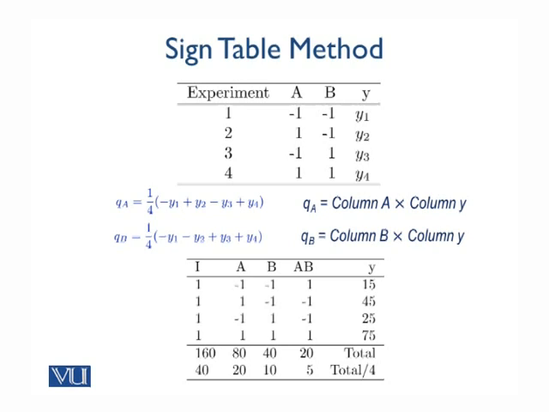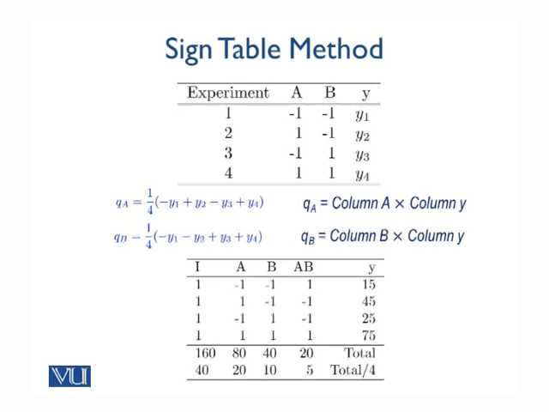So now from here we can very simply calculate the effects. The first column is multiplied by Y. So you would have 1 into 15 plus 1 into 45 plus 1 into 25 plus 1 into 75, which gives us 160. If you see, this is adding up all the responses, and then we divide the total by the number of rows we have, and the number of rows is 4. This is the mean value.